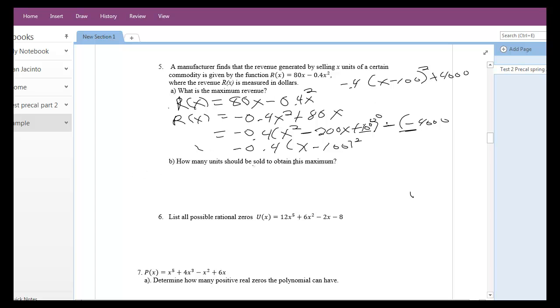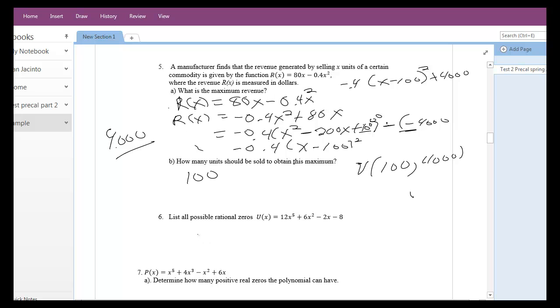Now you know your vertex is (100, 4,000) because it's in vertex form. So that tells you that you want to sell 100 units, right? And the maximum revenue is going to be what? 4,000.